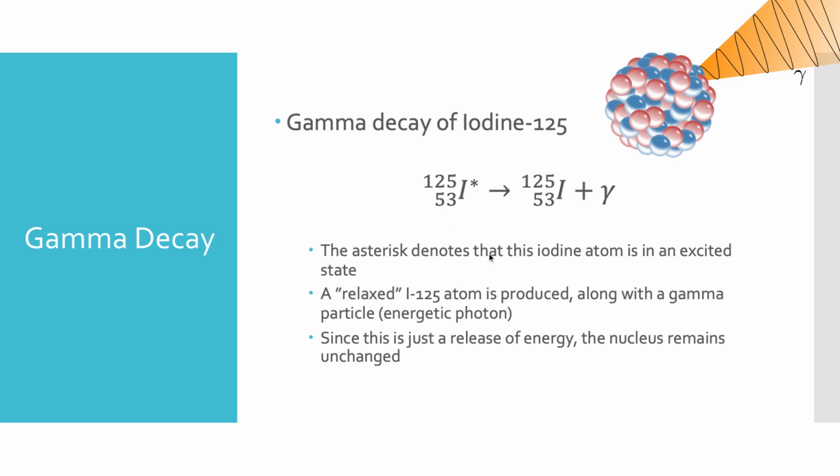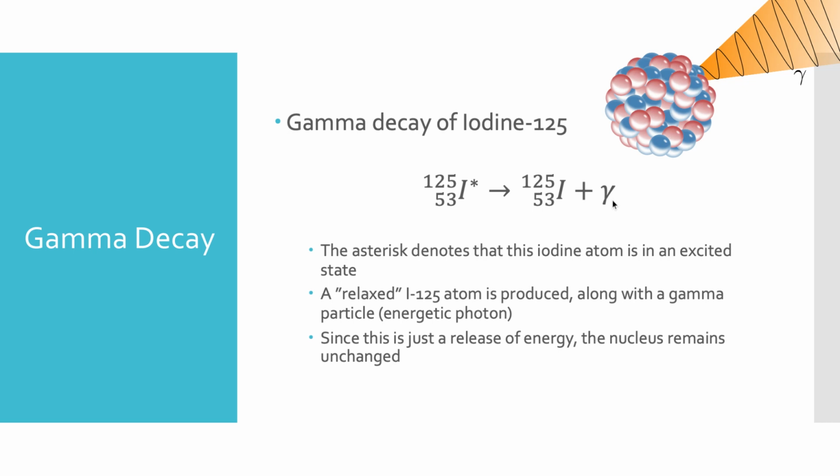And what's in an excited state is not, as before, the electrons. It is the nucleus itself that is excited. So we produce, like I show here, a relaxed iodine 125 atom along with a gamma particle, which is an energetic photon.